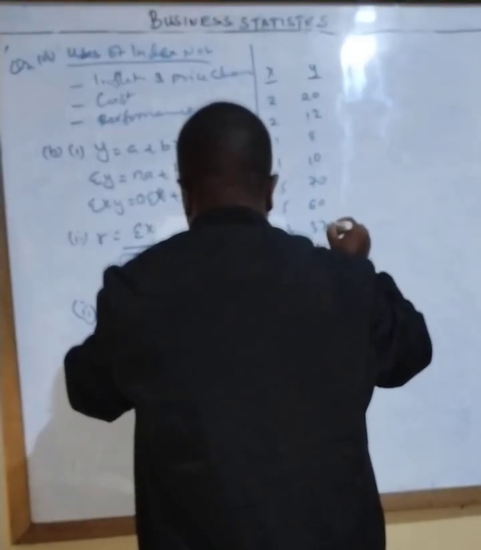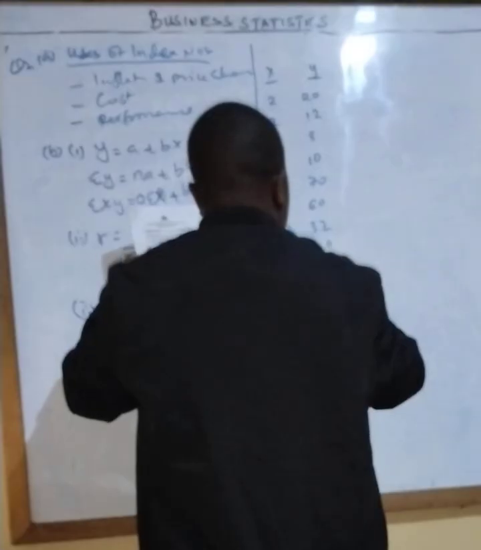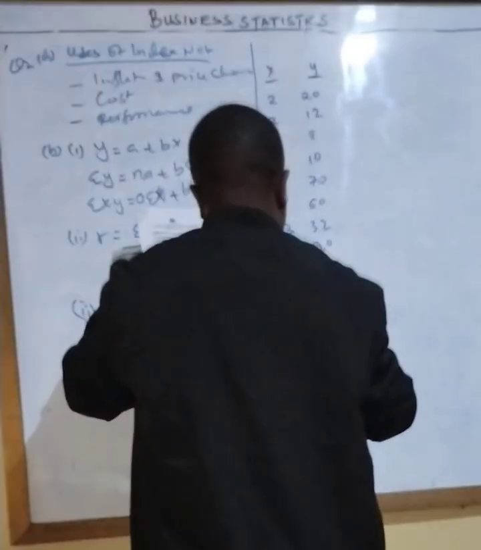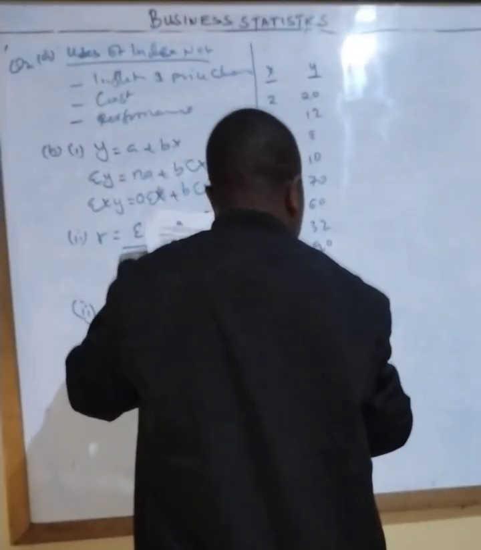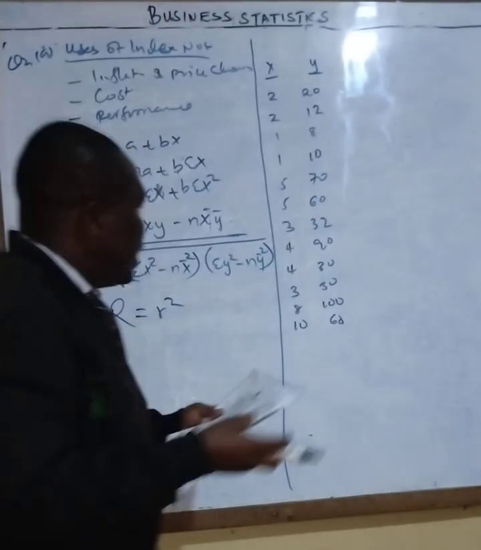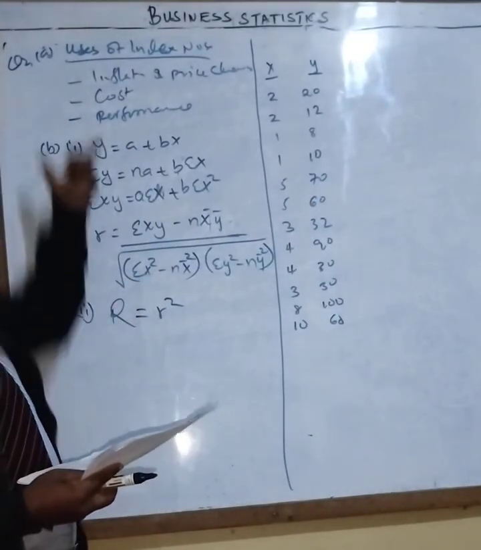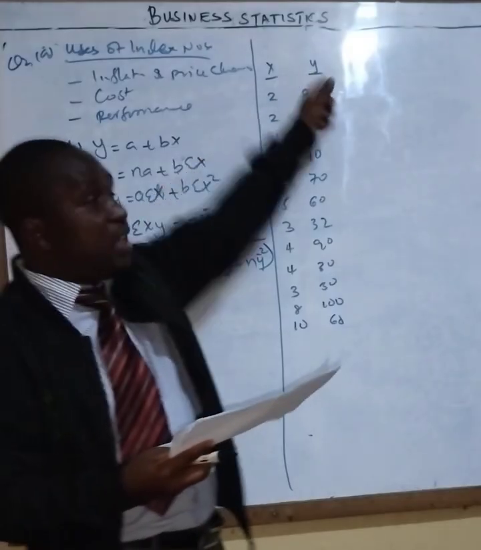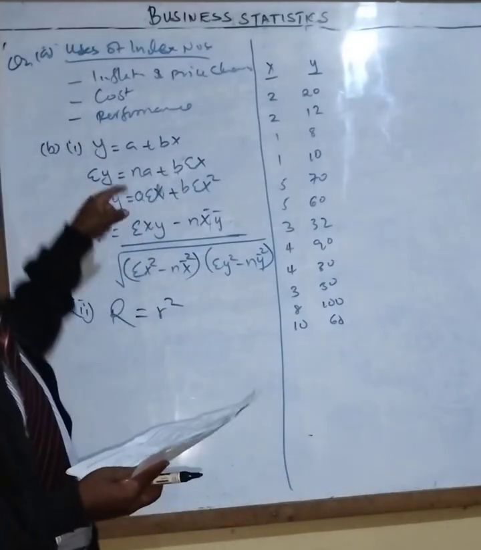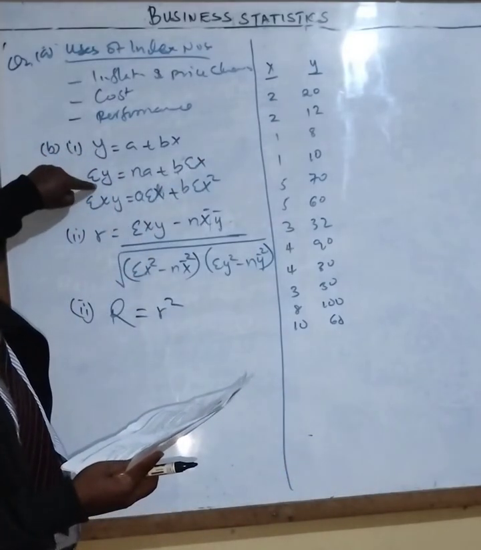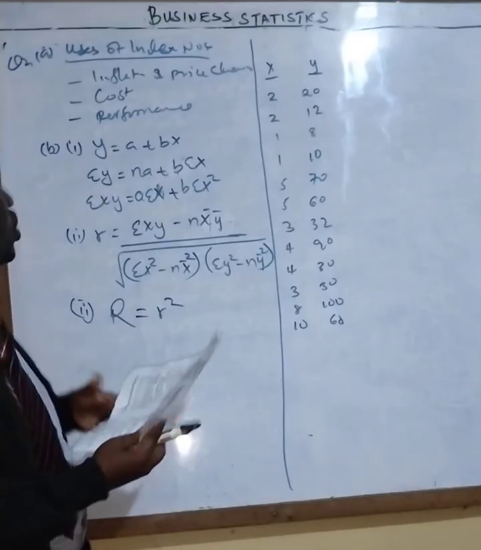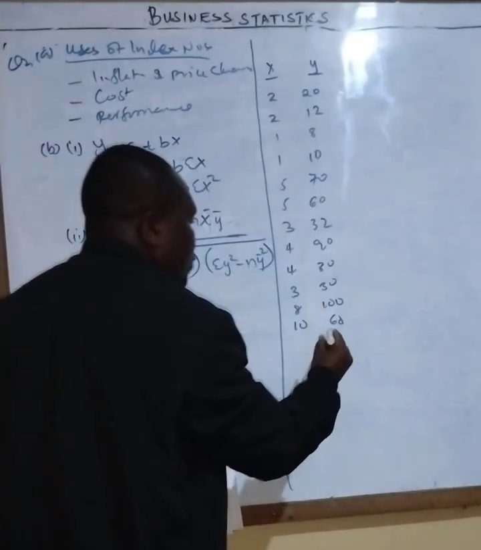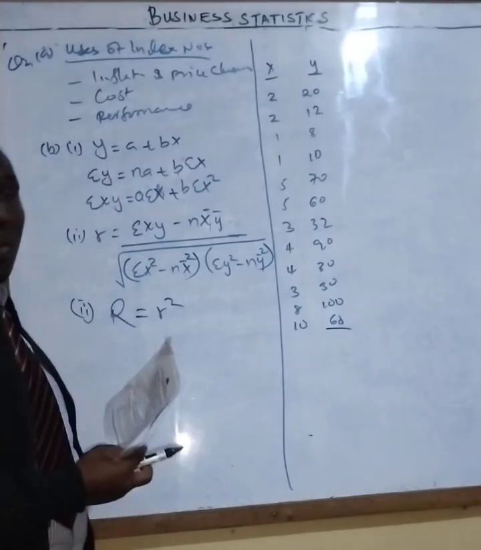32, 90, 30, 30, 160. That is what we have been given. Now we want to fill in the table: whatever you have written here is what you need to generate from here. For example, I want to find the summation of X and summation of Y, so I need to add the Y values here to get the summation of Y.